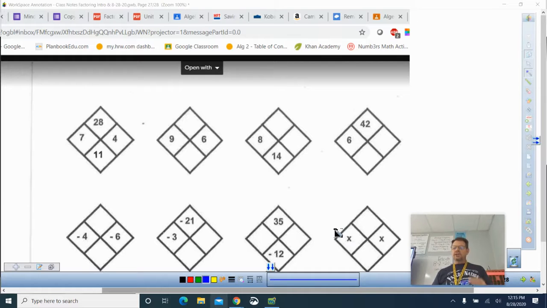Okay, here's this little worksheet. It's a little puzzle that's very similar to page 3 of the packet. So 7 times 4 is 28, and 7 plus 4 is 11. 9 times 6 is 54, and 9 plus 6 is 15. Then 8 plus what is 14? That's 6, right? And 8 times 6 is 48. Then 6 times what is 42? That's 7, and 6 plus 7 is 13.